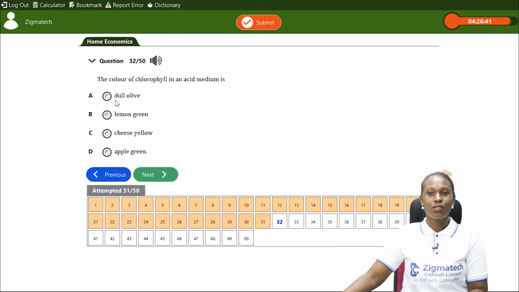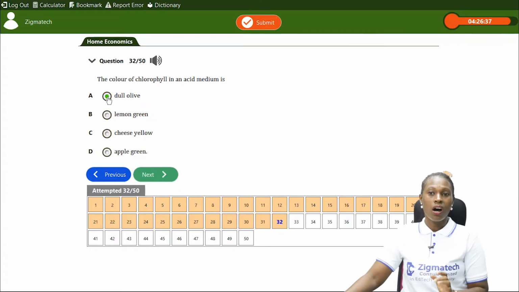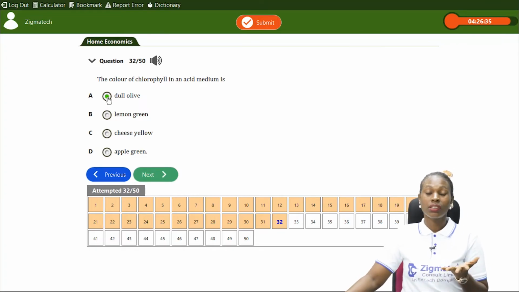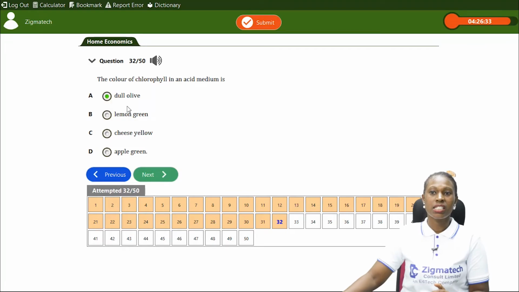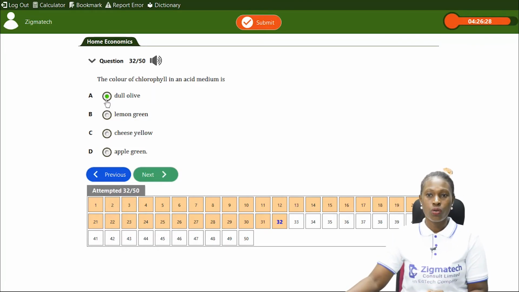Now the answer here is dull olive. That is the color that comes out when it is in an acid medium. Okay, it gives you that dull olive. The color of chlorophyll in an acid medium is what? Dull olive. So dull olive is the correct answer.